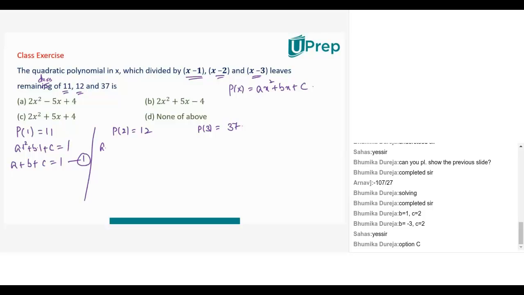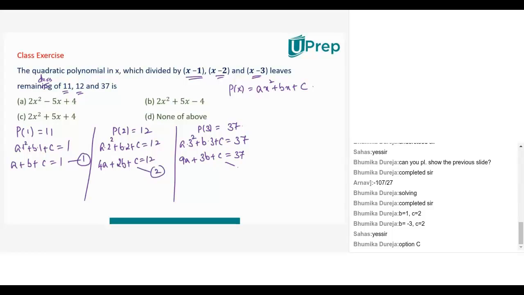P of 2: a times 2 square, b times 2, plus c is 12. That is 4a plus 2b plus c equal to 12. My goodness, this also has all three unknowns. P of 3, it gets more complicated: a times 3 square plus b times 3 plus c is 37. That gives me 9a plus 3b plus c equal to 37.